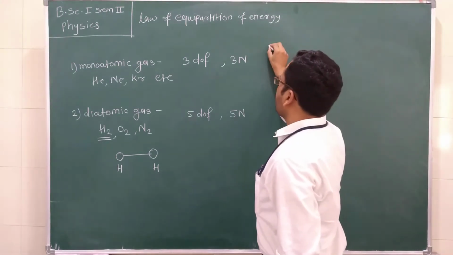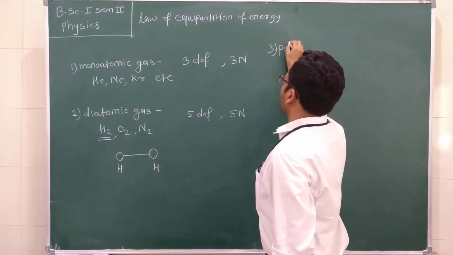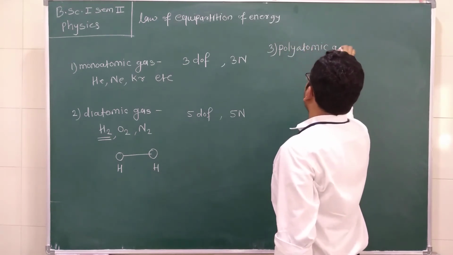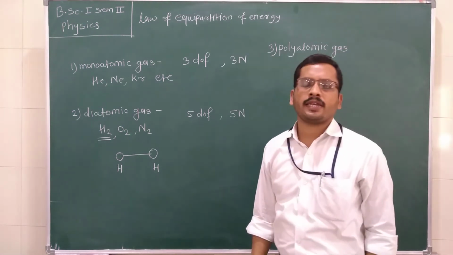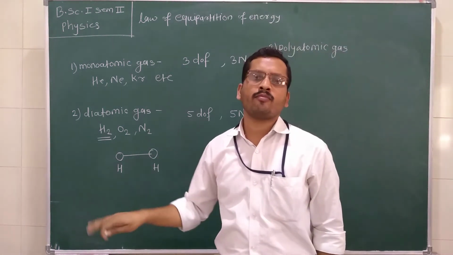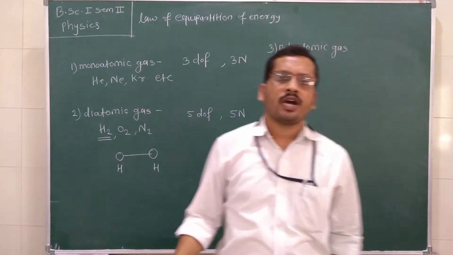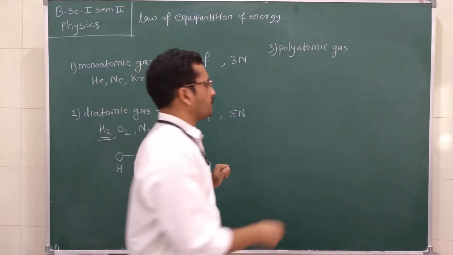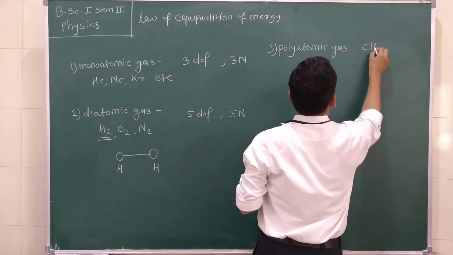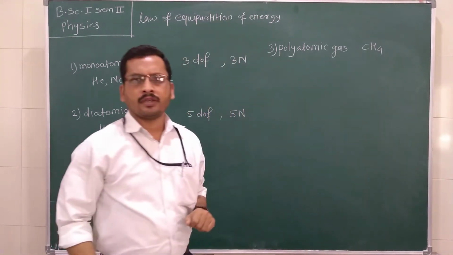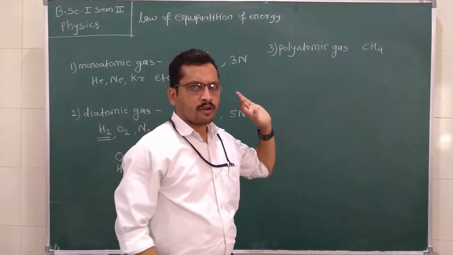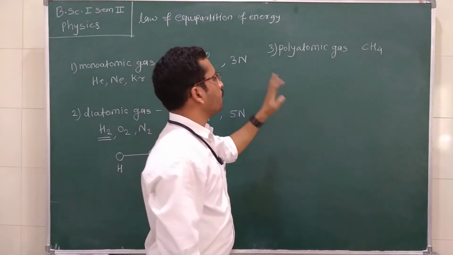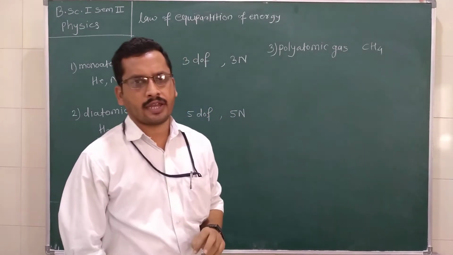Now we are moving towards the polyatomic gas. Polyatomic gas means one in which the molecule contains more than 2 atoms. Such a gas or molecule is called polyatomic. Okay, for example, we can give the example CH4, methane, which contains 5 atoms, 1 atom of carbon and 4 atoms of hydrogen, means there are 5 atoms in total, which is nothing but a polyatomic gas.